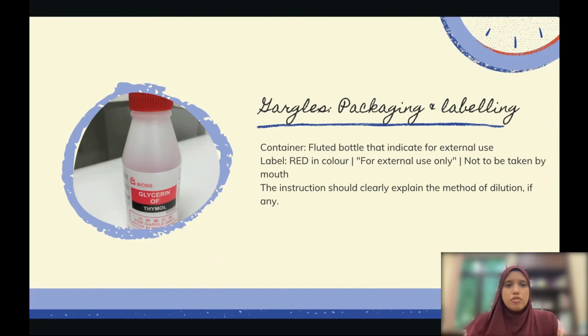For packaging and labeling of gargles, we usually use fluted bottles, because it's for external use. The label should be red in color. We should clearly label it for external use only, and the instructions should explain clearly how the product should be diluted if it needs to be diluted.